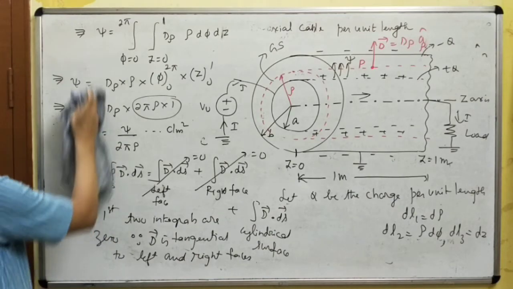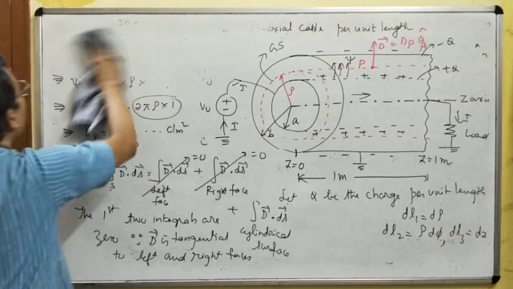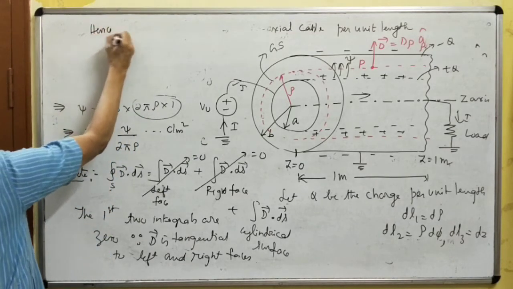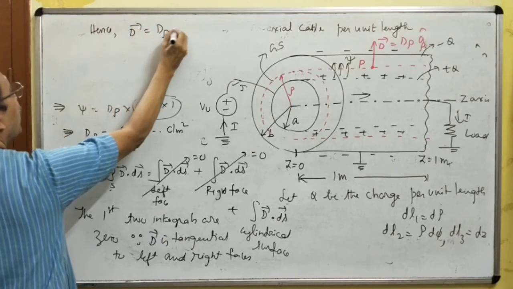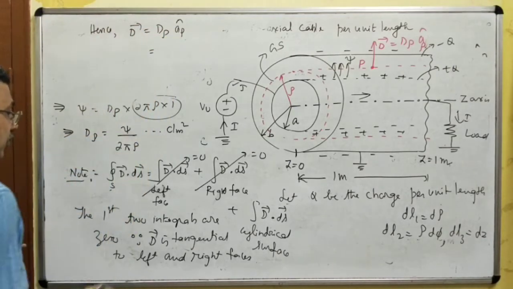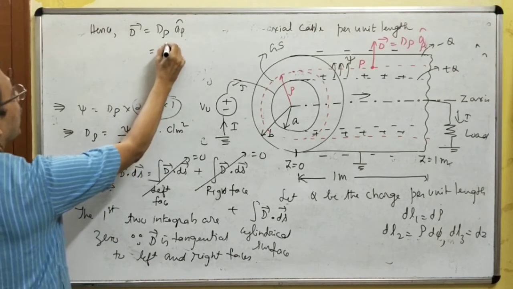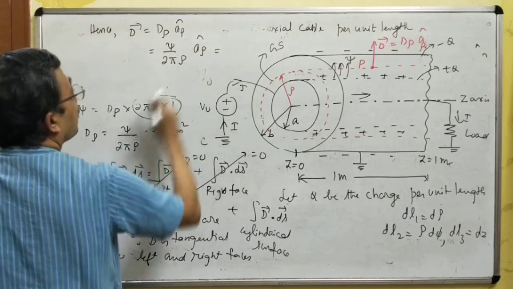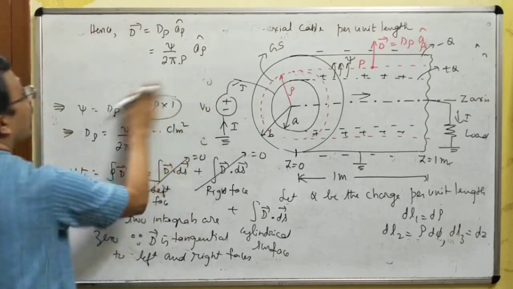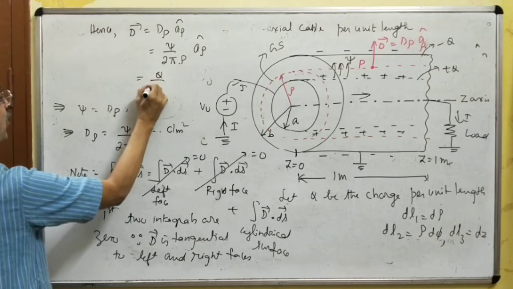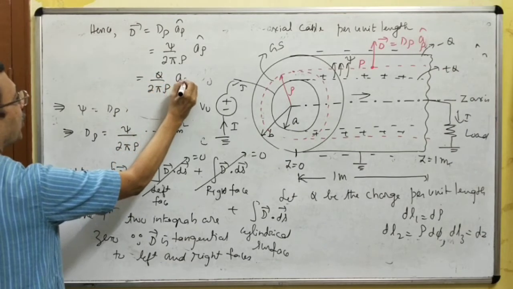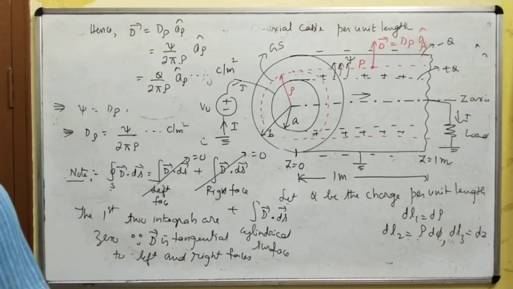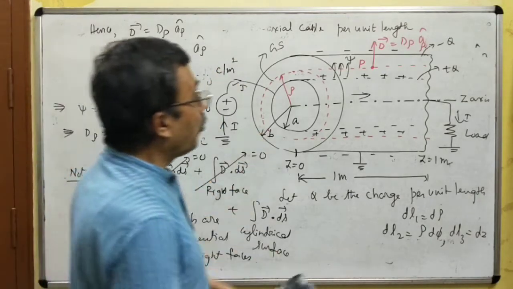So this is the expression for d rho. Hence, vector D is equal to d rho into A rho cap, which is equal to psi divided by 2 pi rho into A rho cap. From step number 1, what is psi? Psi is nothing but q. Q divided by 2 pi rho into A rho cap. What unit? Coulombs per meter square. This is the expression for vector D at point P.